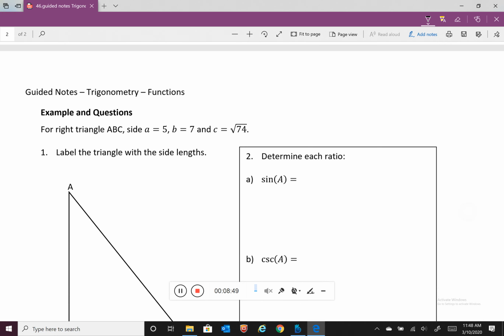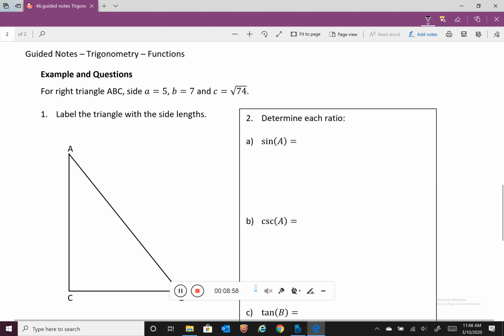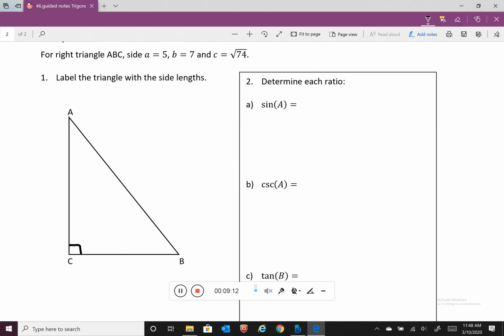So for our first example, we have right triangle ABC, where A is 5, B is 7, and C is the square root of 74. Now C is 90 degrees. It's a right triangle. So that means side A is 5, side B is 7, and our hypotenuse is the square root of 74.